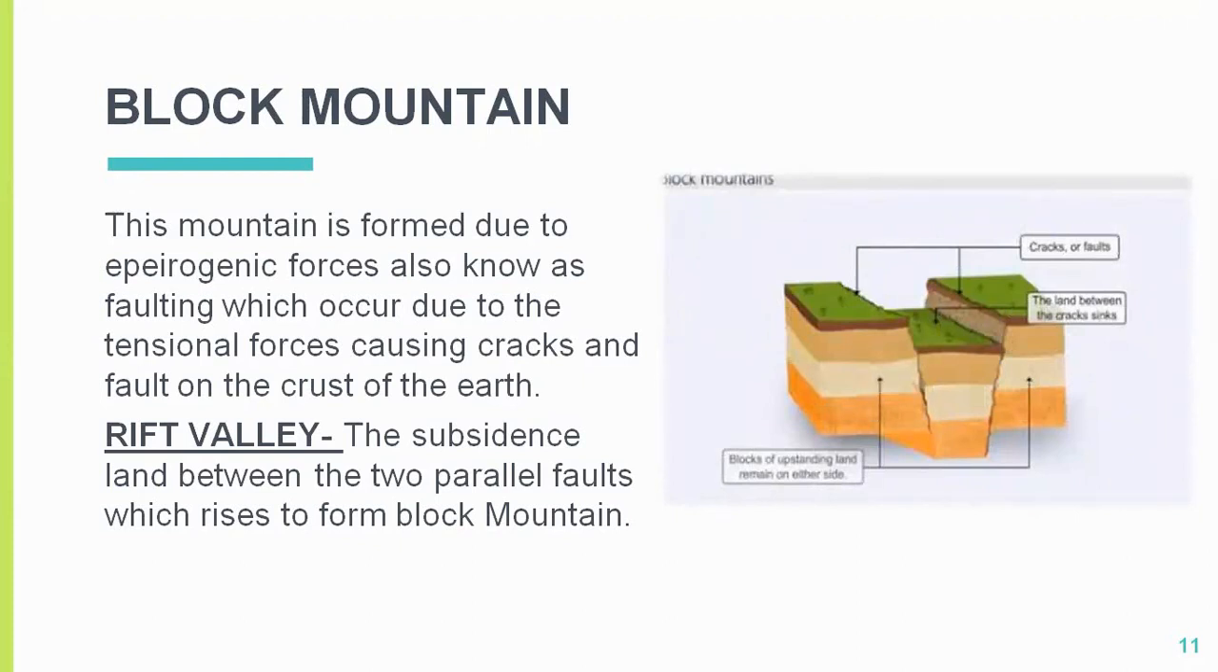Now you can see here, one portion has subsided along the fault line, the other has risen. So this raised portion is known as your horst or your block mountain. Now the gap between these two horsts is known as your rift valley or your graben.